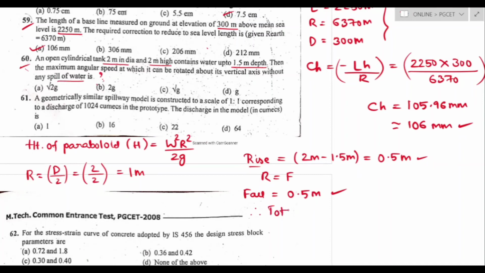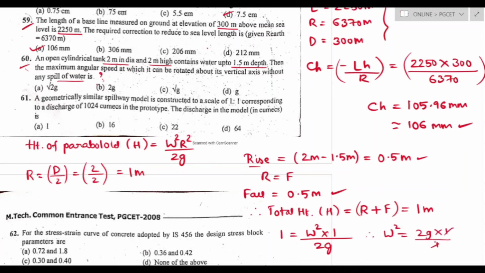Therefore, the total height of the paraboloid H is equal to the rise above the water level plus the fall below the water level, that is 0.5 plus 0.5, so the total height is 1 meter. Substituting these values in the above formula, we get 1 is equal to omega square r square, where r is the radius of the cylindrical tank, 1 meter, divided by 2g. Therefore, omega square is equal to 2g multiplied by 1 divided by 1. We get the angular speed is equal to square root of 2g. Therefore, option A is the right answer.